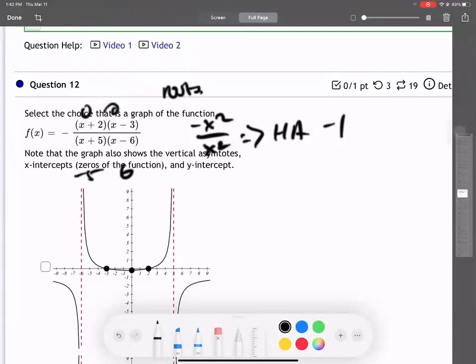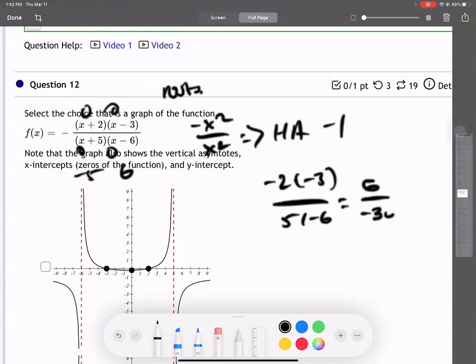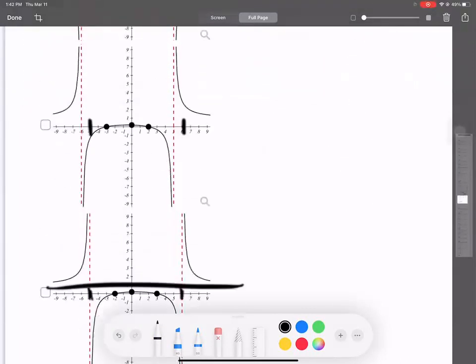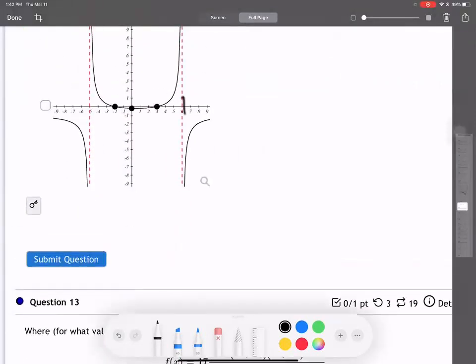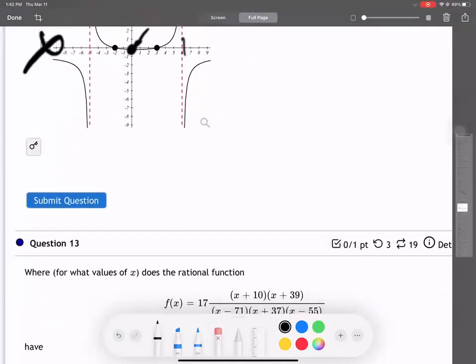Plug in 0. -2 times -3 over 5 times -6. This is +6 over -30. This is going to be negative 1 over 5, which is a negative number, and our graph over here does show a small negative number. That's right. That's my choice. All the characteristics. Miss one, you could get it wrong.